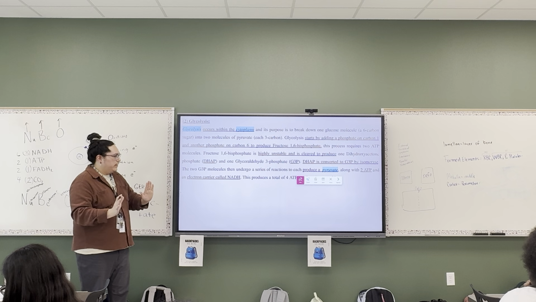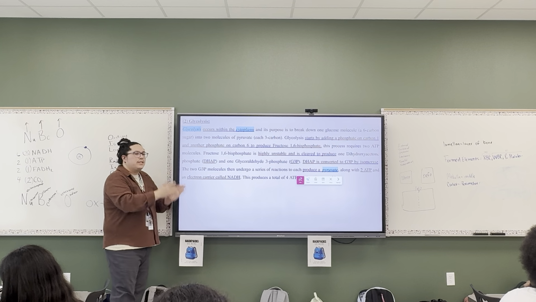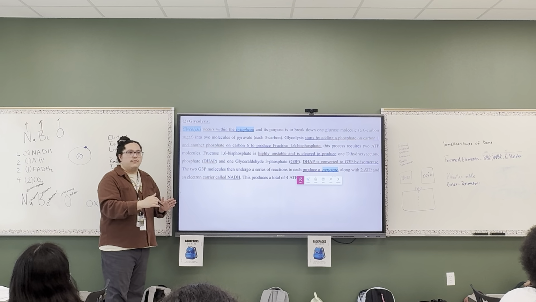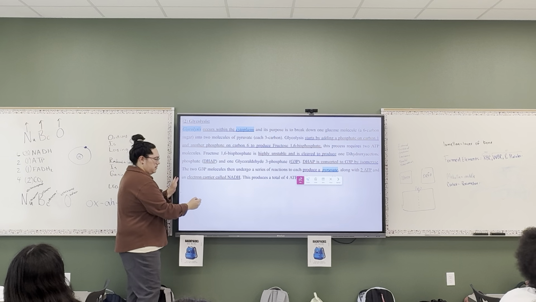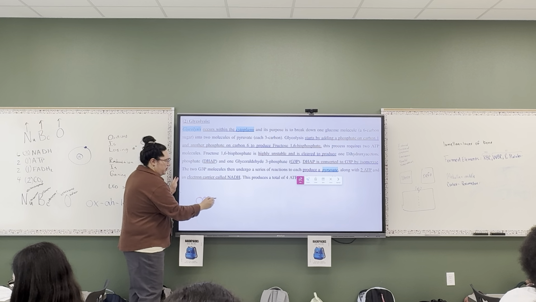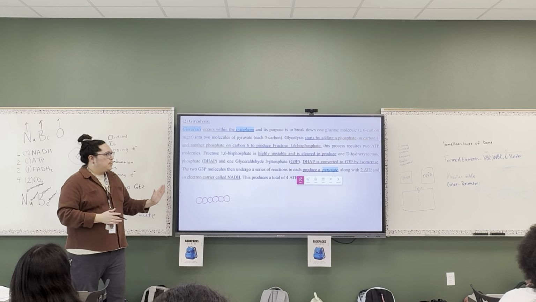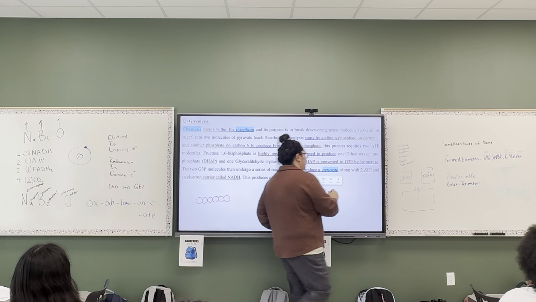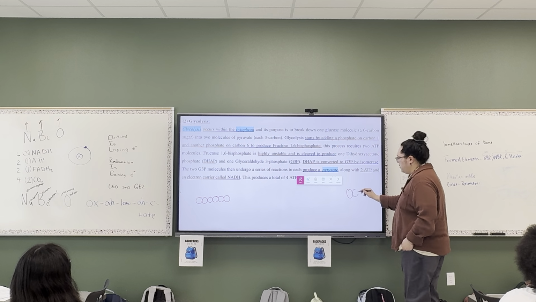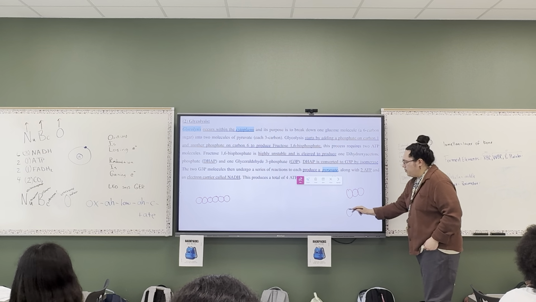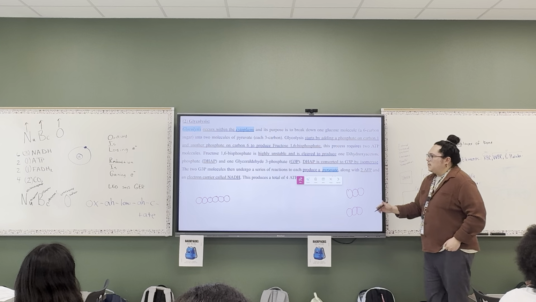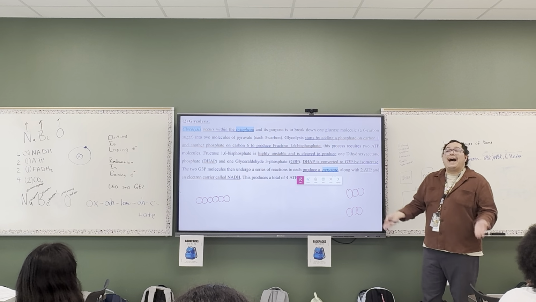So anyway, going back to this, what is the first thing that we do? We start off with glucose, which is how many carbons? 6. 1, 2, 3, 4, 5, 6. But we end up with 2 molecules of pyruvate, which are 3 carbons. We start with that, we want this. So how do we do that?